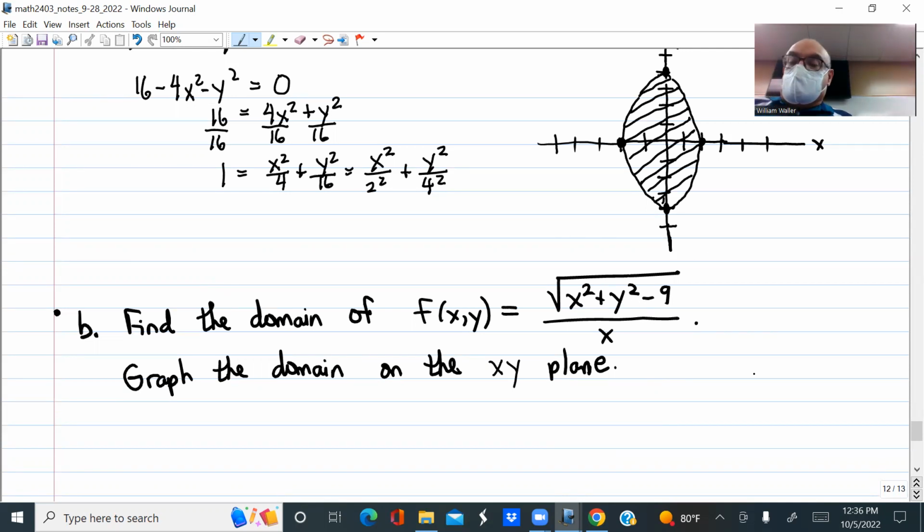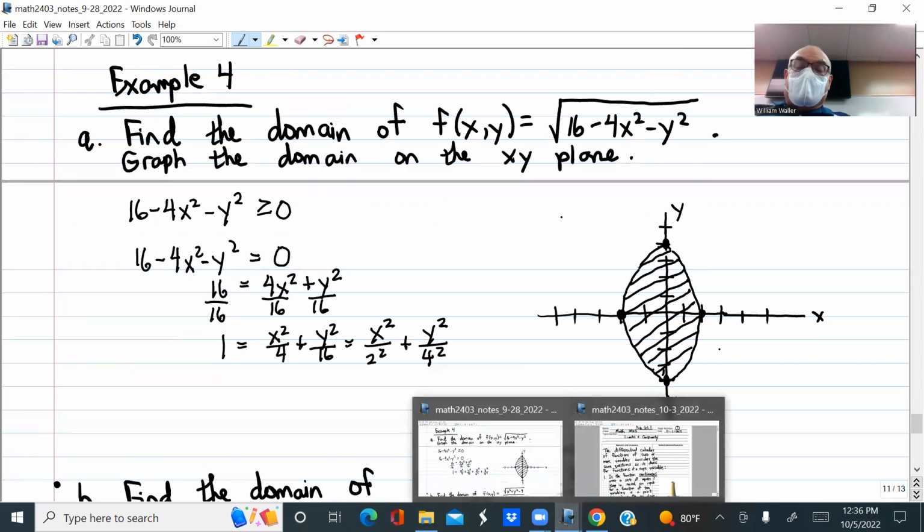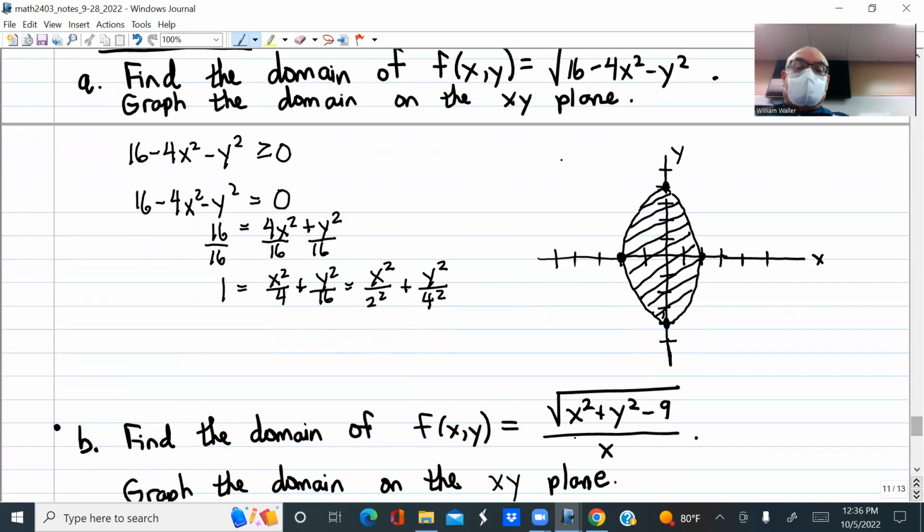So notice you have the same situation that we had in this example. You have to worry about the radicand. The quantity under the radical has to be non-negative, so x squared plus y squared minus 9 has to be greater than or equal to 0. But you have another little complication here. You're dividing by x, and that also can throw off your domain, remember? Because x cannot be 0, right?